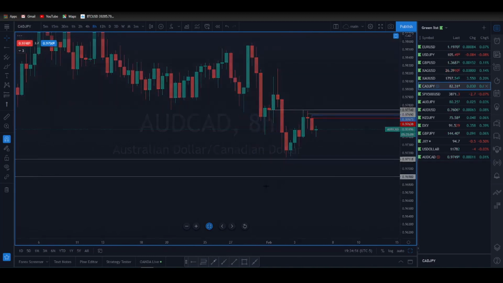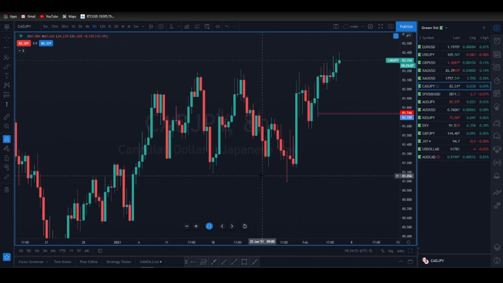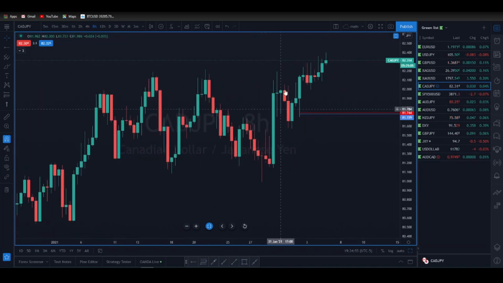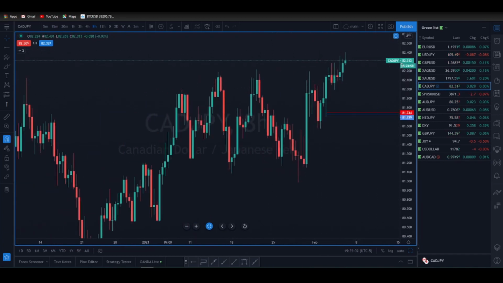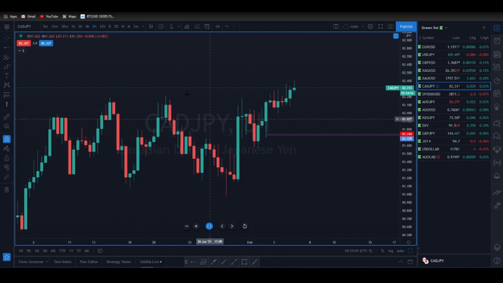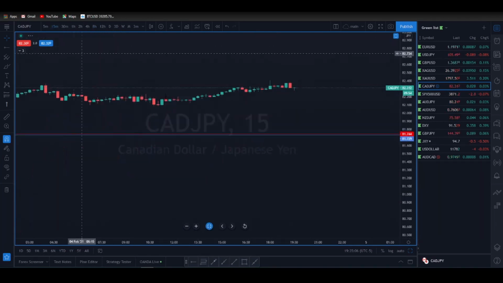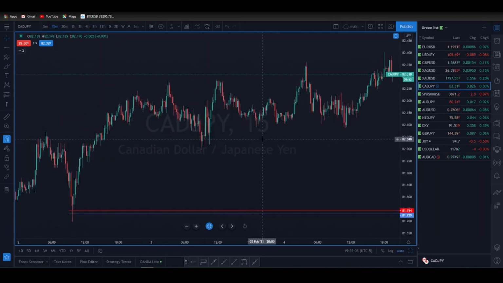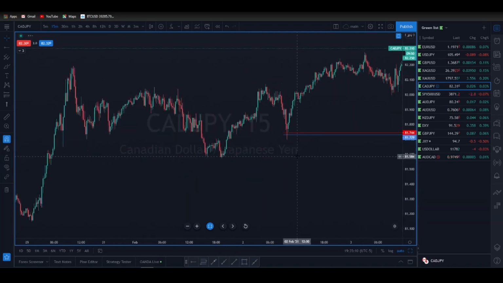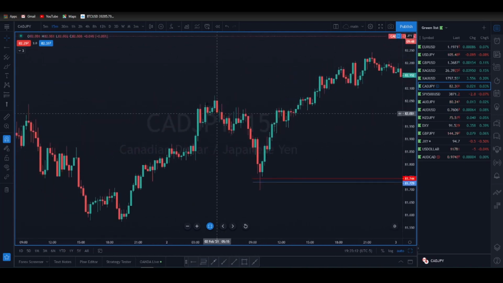All right, CAD Yen. I've been talking about CAD Yen ever since we were trading up here. I was expecting a move higher to break out and possibly continue to the upside. So I'm going to go down into a 15-minute chart and show you where I got long earlier in the week. This is where I got long at first. I took a long position on this trade.